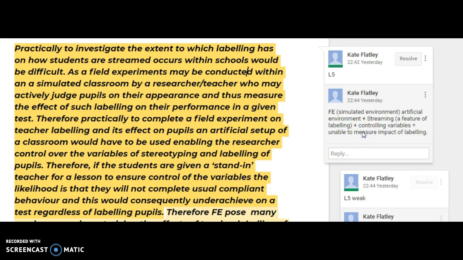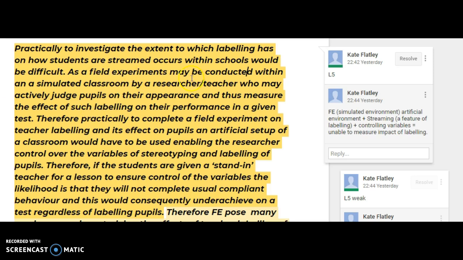We're continuing with the practical issues. This time, this student is talking about how looking at the extent to which students might be labelled and streamed could be difficult. So she's talking about a practical issue about how to replicate a real life process within schools in a field experiment. She goes a little bit of a long-winded way to try to explain it, but I would give it level 5 because of what she's trying to do.